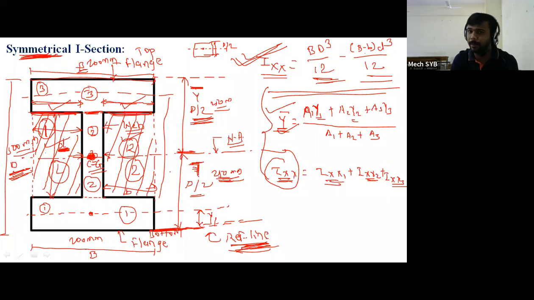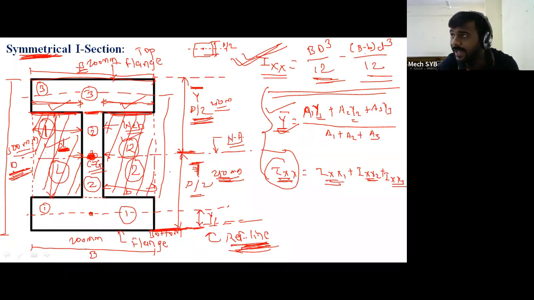First of all, write down the y bar formula, capital D divided by 2. Then, with an OR, write down the second y bar formula: a1 y1 plus a2 y2 plus a3 y3 divided by a1 plus a2 plus a3. So two formulas for y bar have come.